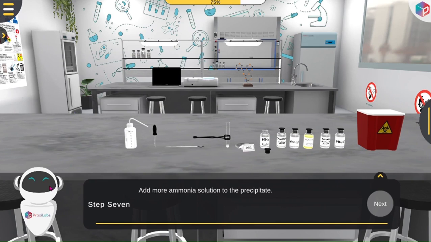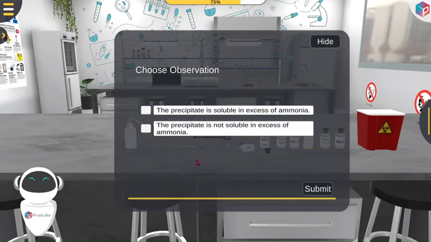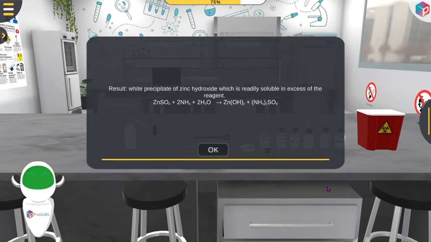Step 7. Add more ammonia solution to the precipitate. Observation: the precipitate is soluble in excess of ammonia. Result: white precipitate of zinc hydroxide, which is readily soluble in excess of the reagent.